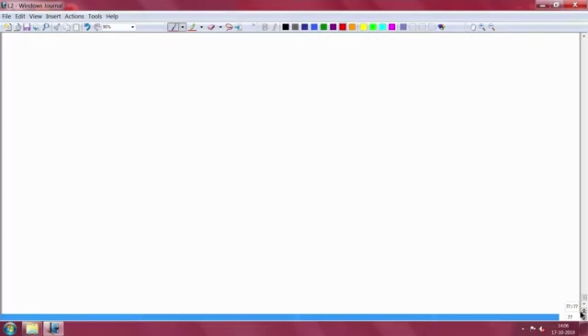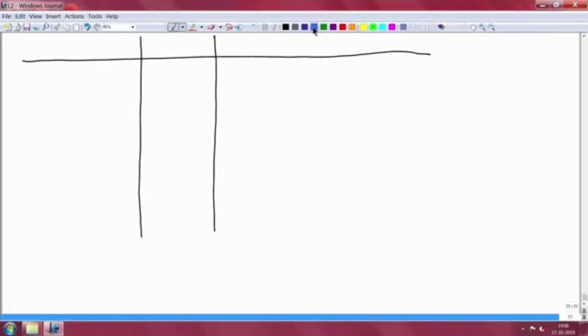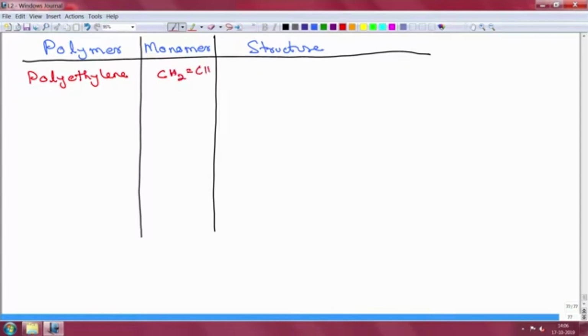Okay. So, what I will do is I will create a section. For the name of the polymer, then here we will put the monomer, and this is what the structure of the polymer looks like. So, we obviously started with polyethylene, so let us just populate it with that. The monomer was CH2, and here you have the structure.